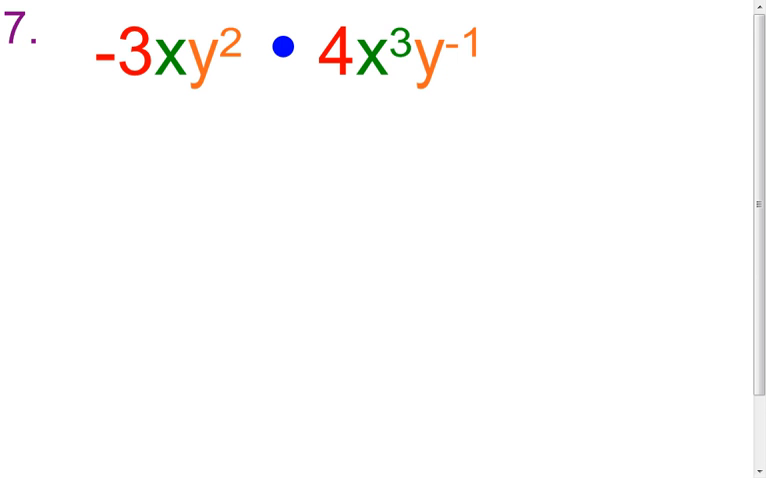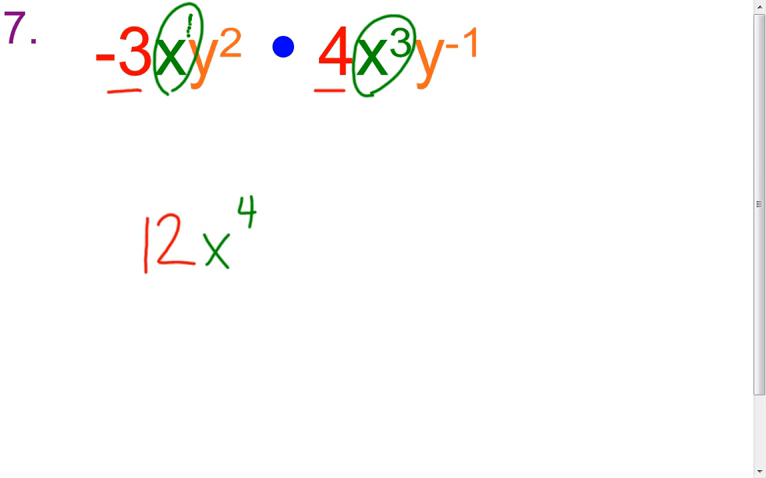All right, and now we've got all of that put together. So I'm first of all going to look at my coefficients out in front. Negative 3 times 4 we know makes 12. Then I will look at my x's. Now, it's not written up here, but there's assumed to be this 1 right there. So that's really x to the 1. So when I take x to the 1 times x to the 3, I'm going to add 1 plus 3 to make that be x to the 4th.